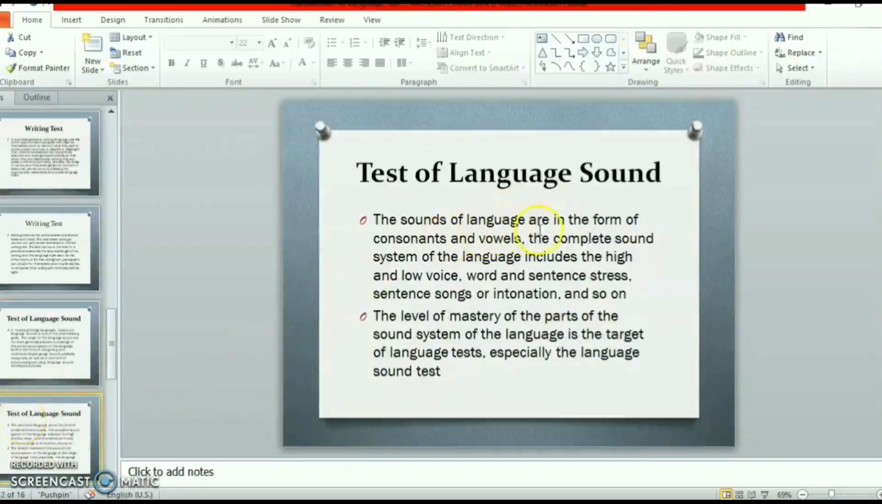The sounds of language are in the form of consonants and vowels. The complete sound system of the language includes the high and low voice, word and sentence stress, sentence songs or intonation, and so on. The level of mastery of the parts of the sound system of the language is the target of language tests, especially the language sound test.